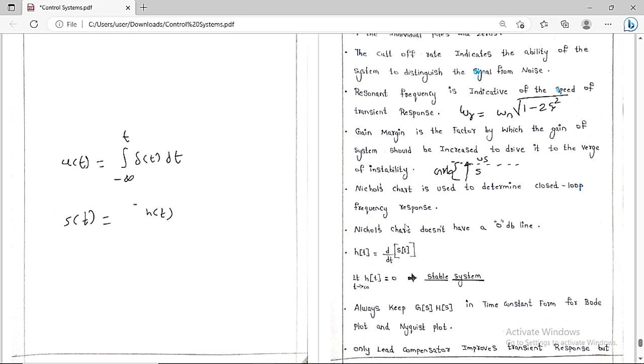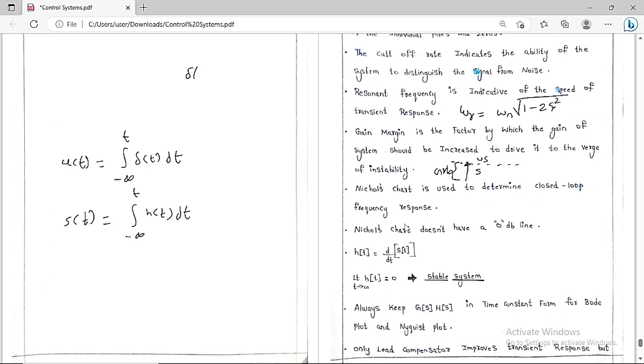So same thing, we are also going to follow the same relation. You can see clearly u of t is equal to the integration of delta of t dt. So the u of t response is s of t, and the delta of t response is h of t. So we are also going to follow the same relation. So the step response is the integration of the impulse response.